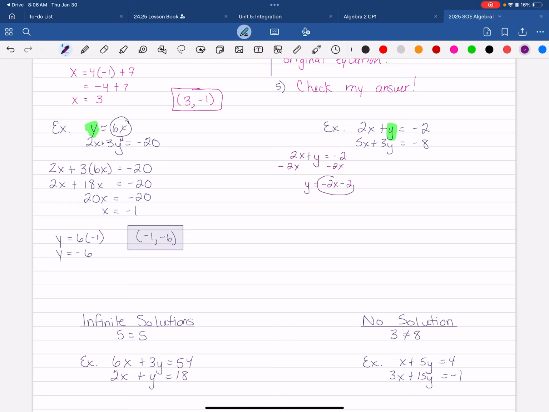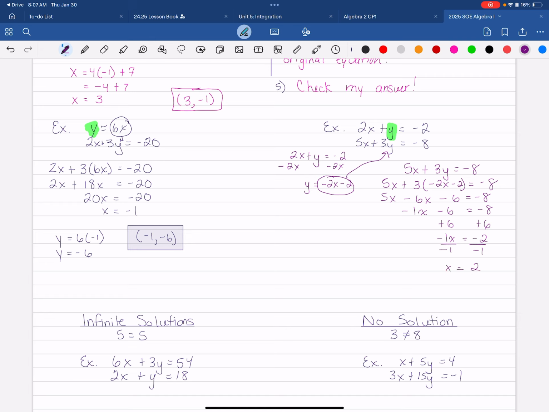Now I'm going to take this expression and put it in for y in my second equation. So I have 5x plus 3y equals -8. So 5x plus 3 times -2x subtract 2 equals -8. So we have 5x subtract 6x subtract 6 equals -8. -1x subtract 6 equals -8. I add 6 to both sides. I get -1x equals -2. And we result with x equals 2.